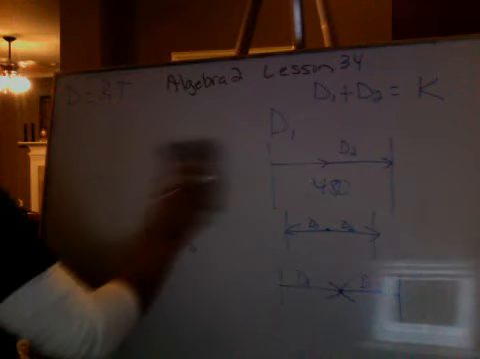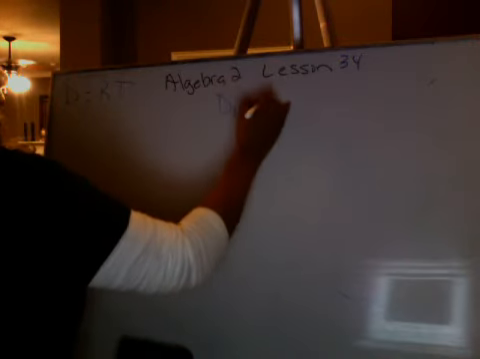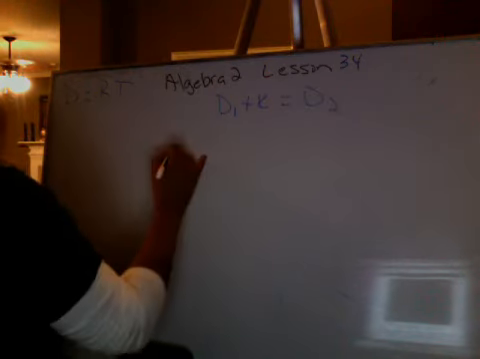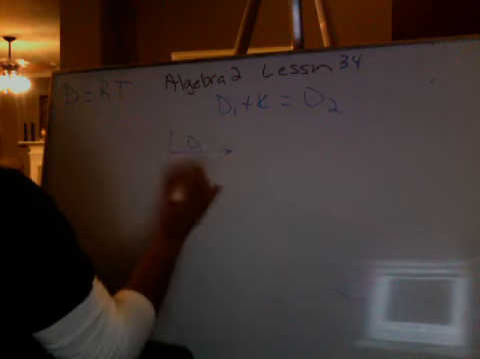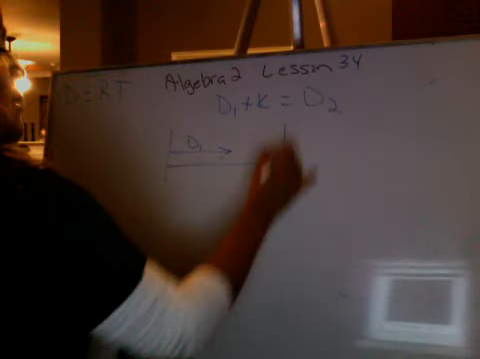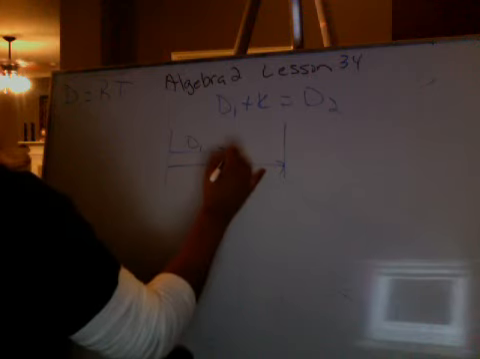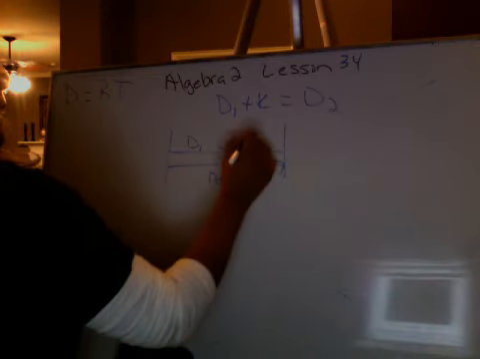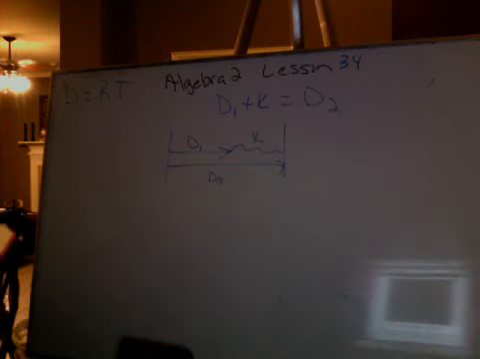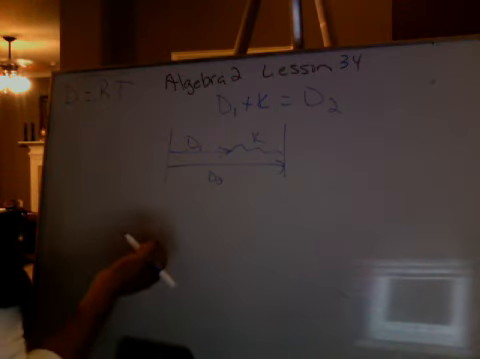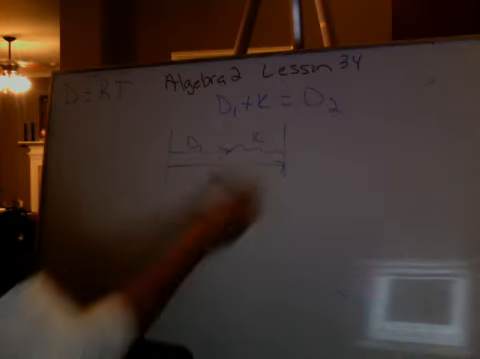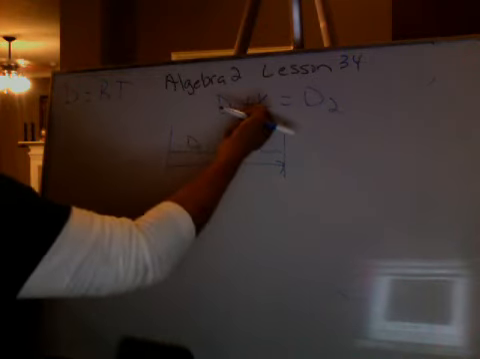We're going to learn distance 1 plus k equals distance 2. So basically, we've got some distance, let's say distance 1, and distance 2 exceeds it by some number, k. For instance, it might say distance 1 is 40 kilometers less than distance 2. So here's distance 1 plus the 40 kilometers gives you distance 2. So you have distance 1 plus k equals distance 2.